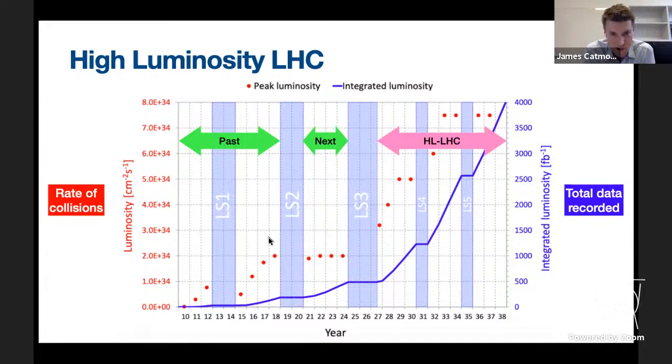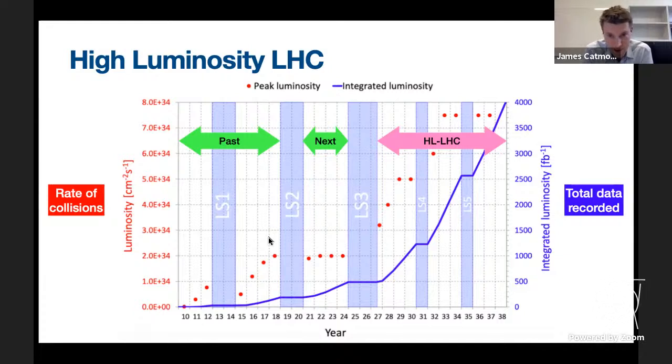We're going to start in 2022. The next run is called Run 3. And we're going to be recording data roughly at the same rate that we were recording it towards the end of the previous run in 2018. But then during this Long Shutdown 3, which will occur in the mid-2020s, the Large Hadron Collider is going to be seriously upgraded, and it's going to turn into the high luminosity LHC.